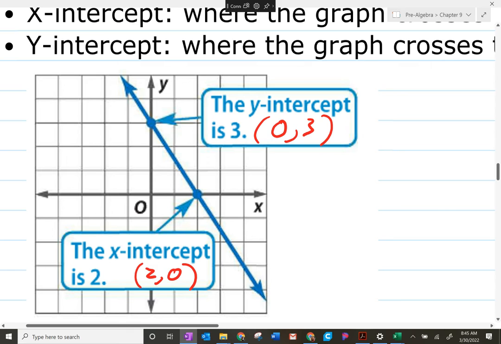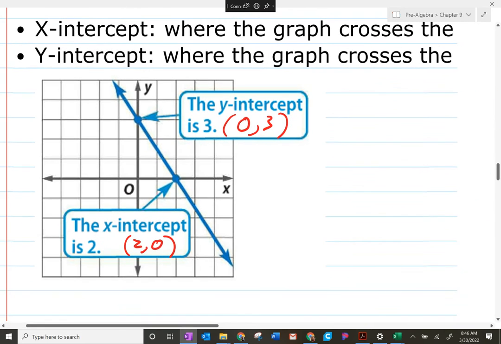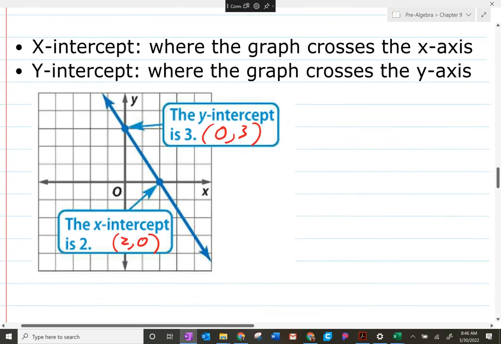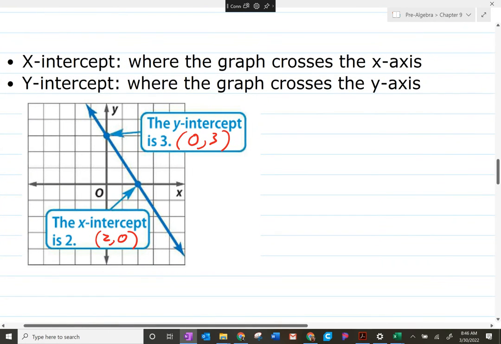Looking close at both of these, besides the number they have for the intercept, what's the other number for both of them? A 0. So when we want to find the y-intercept and the x-intercept, for the y-intercept, I'm going to write it here: x is going to equal 0. For the x-intercept, y is going to equal 0. Okay? So that's going to be those two rules.